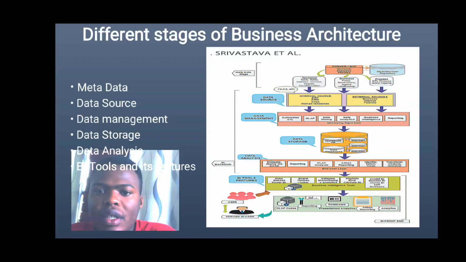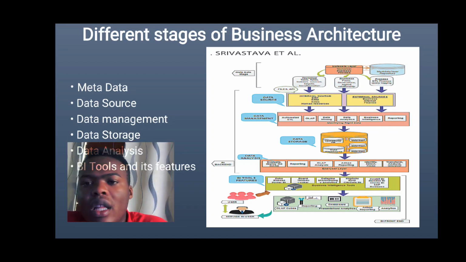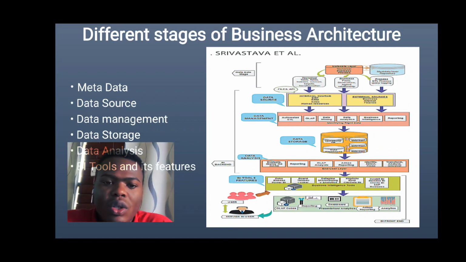These are the different stages of business intelligence, and in this way we see metadata. This is also referred to as data of data. For example, if you have a Microsoft Word file, what is the data of that file?